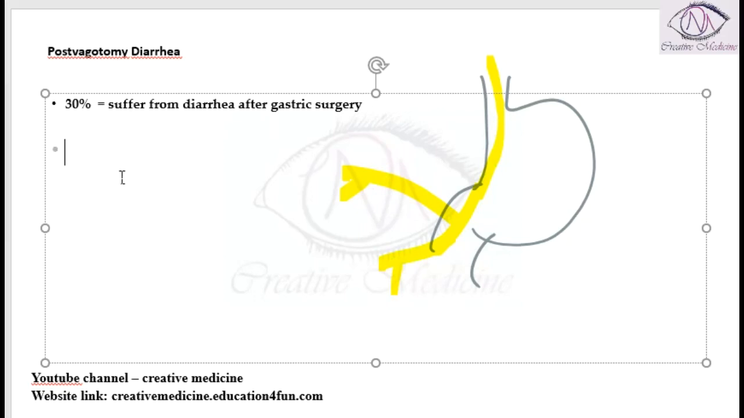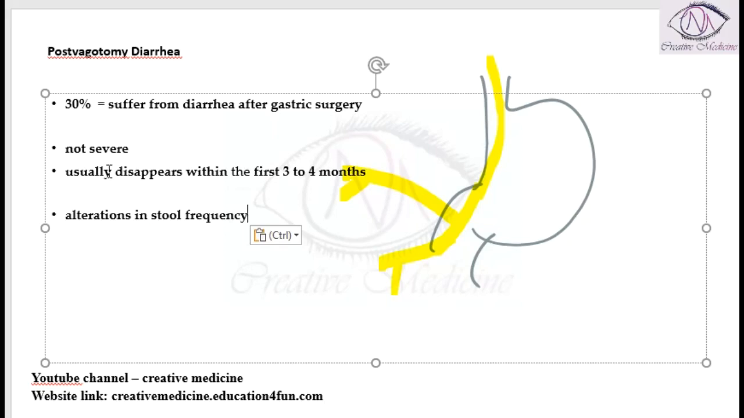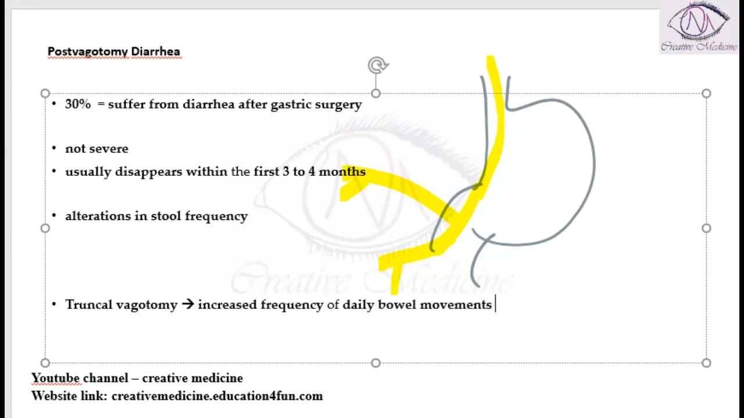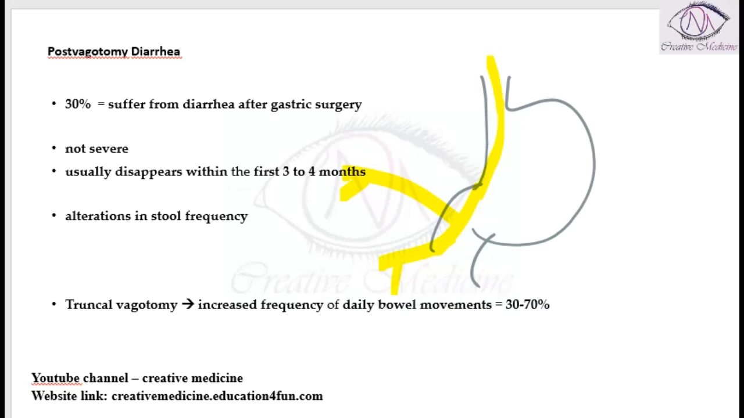In most of the patients, this diarrhea is not severe, and it usually disappears in 3 to 4 months after vagotomy. But vagotomy is associated with alterations in stool frequency. In truncal vagotomy, increased stool frequency is always seen. Increased frequency of daily bowel movements is seen in around 30 to 70% of patients in truncal vagotomy.